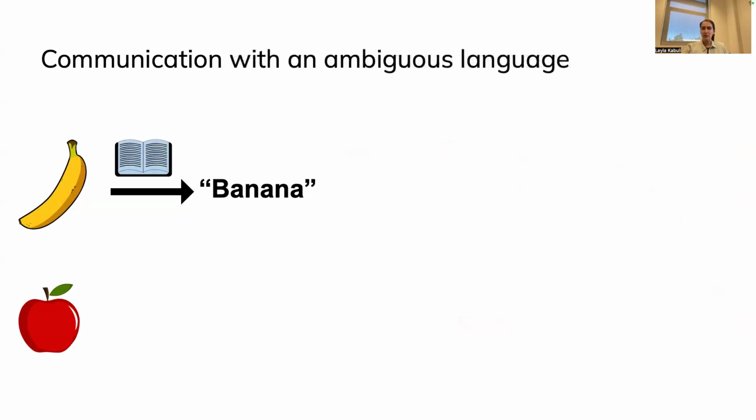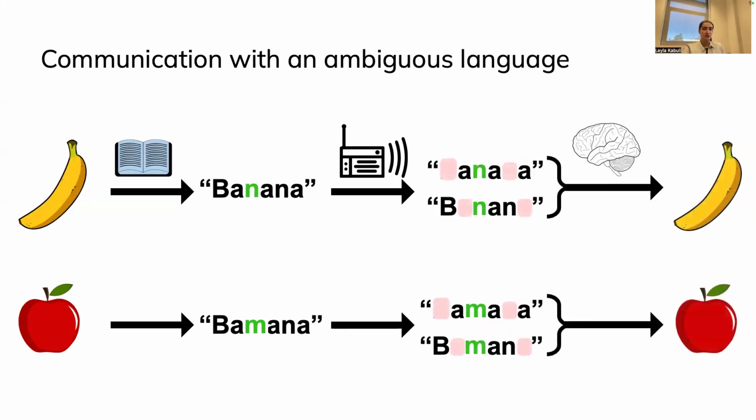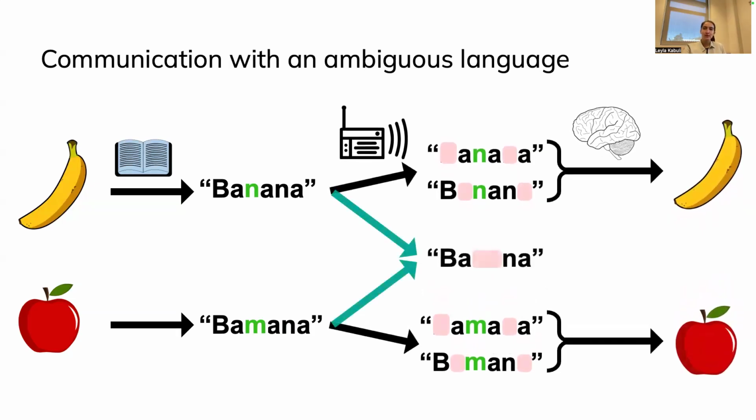But what if we had a more ambiguous language where the words for these two fruits were really similar? Now, some distorted versions of these words will still be able to be correctly distinguished. But we'll have a problem with some of the others where it'll be impossible for the listener to determine what's trying to be communicated in this scenario.